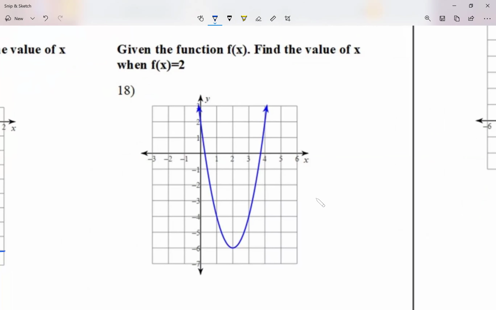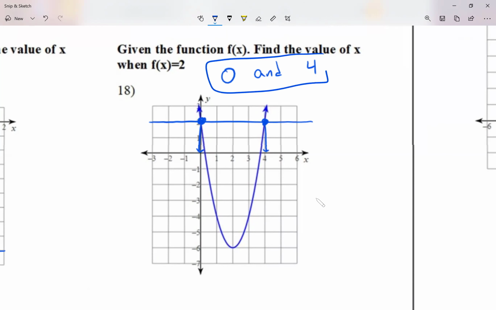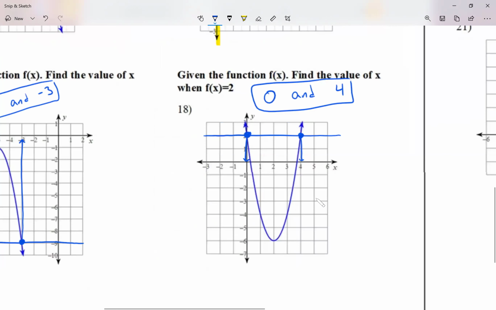Lastly, let's take a look at number 18. Given the function of f of x, find the value of x when f of x equals +2. So on the y-axis, I find +2, and I think of this. Where do I cross my f of x? I crossed it here and here. What are the x values there? Well, this one, when I look down, is 0. This other one, when I look down, is 4. So my answers are going to be 0 and 4. Not just one number. In this case, we have 0 and 4. We got two values.